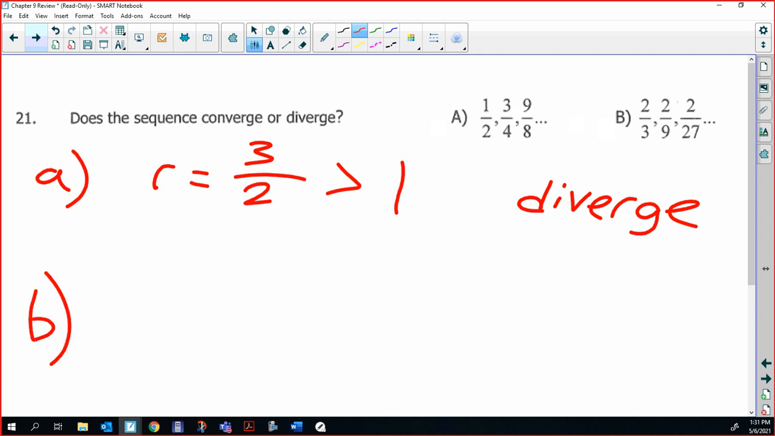For B, numerator is not changing. That means that the numerator of R is 1 because it doesn't get multiplied by anything. The denominator is getting multiplied by 3. That's less than 1. So it is going to converge.